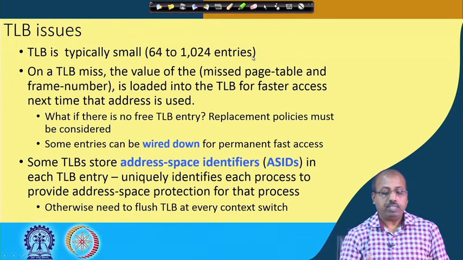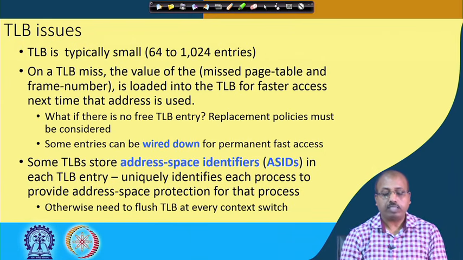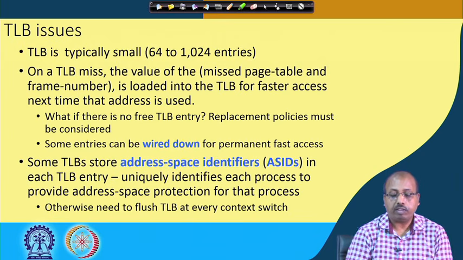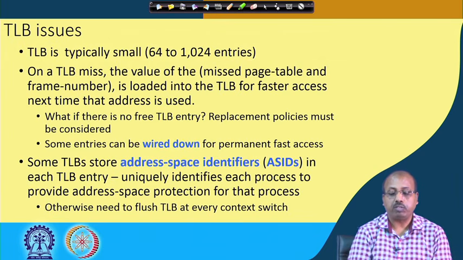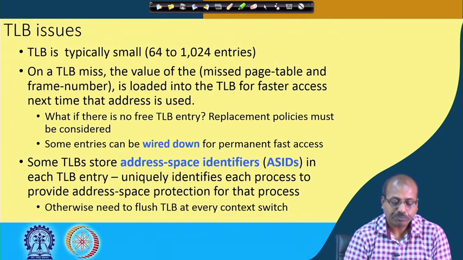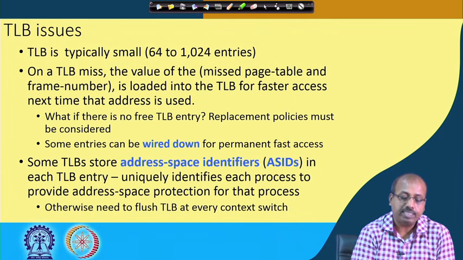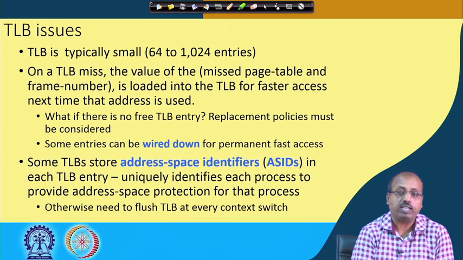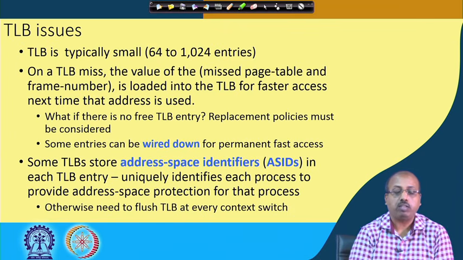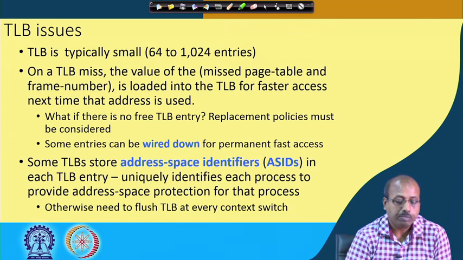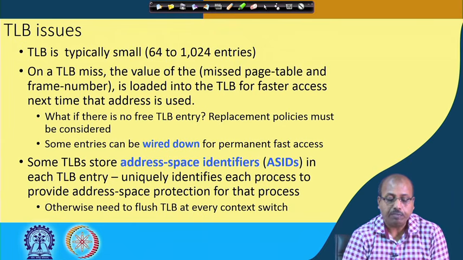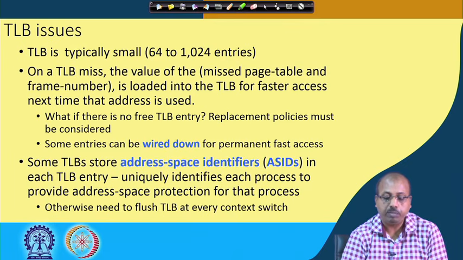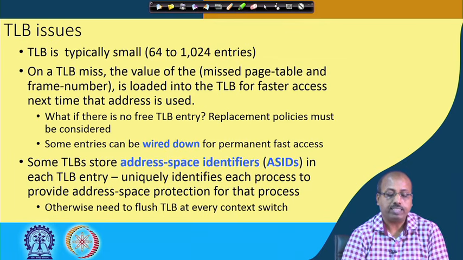The issue that we have is that the TLB is typically small because of the cost of the TLB. So, we cannot have a large TLB. Around 64 to 1024 entries can be kept in the TLB. So, TLB size is a problem. If the process has a large number of pages, we cannot accommodate all the page entries in the TLB. On a TLB miss, the value of the missed page number and frame number is loaded into the TLB for faster access the next time that address is used.